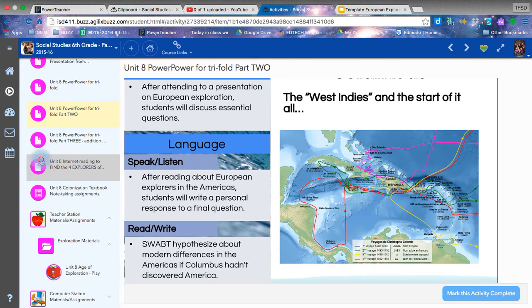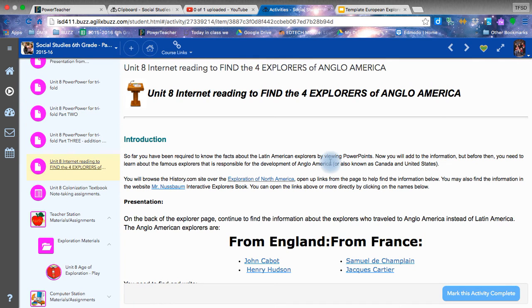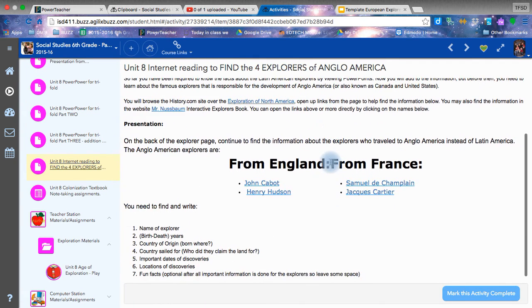Okay, then you had to find four other explorers of Anglo-America. We've talked about them already. However, I wanted to bring them back up in this unit, because now we're trying to take a look at, well, we did the history of what type of peoples came and settled. Now we're going to compare the English colonization, or the Anglo America, to Latin America.